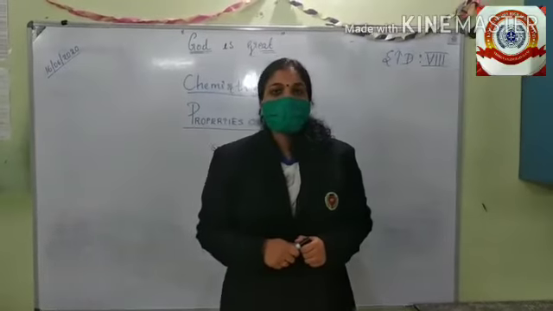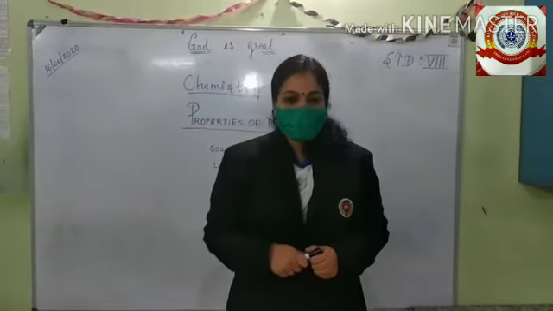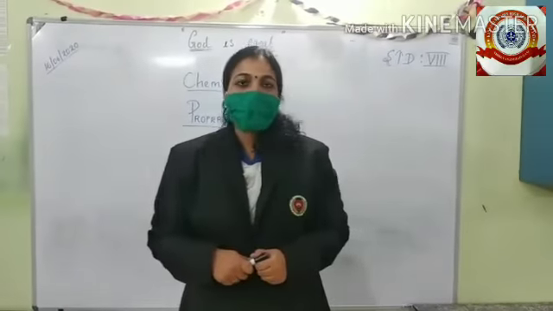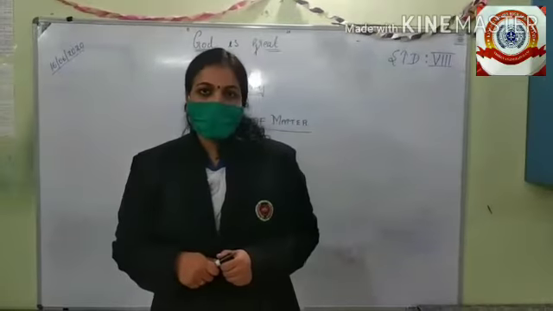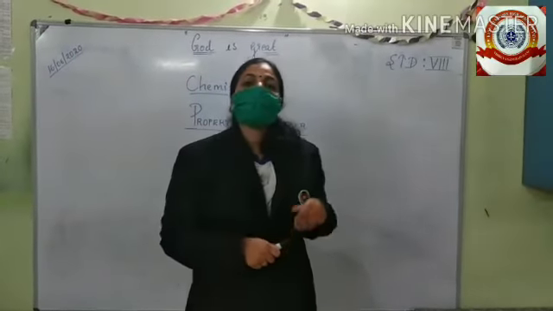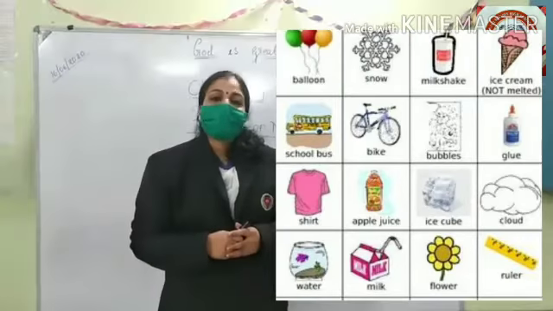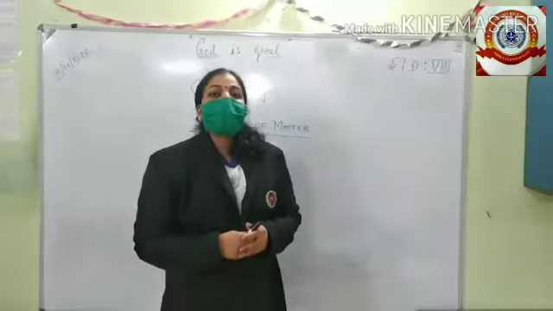In our previous section, we studied about matter. Matter is anything that occupies space and has mass. Today, we are going to learn about the different properties of matter. Can you classify these objects according to the state of matter in which they exist?